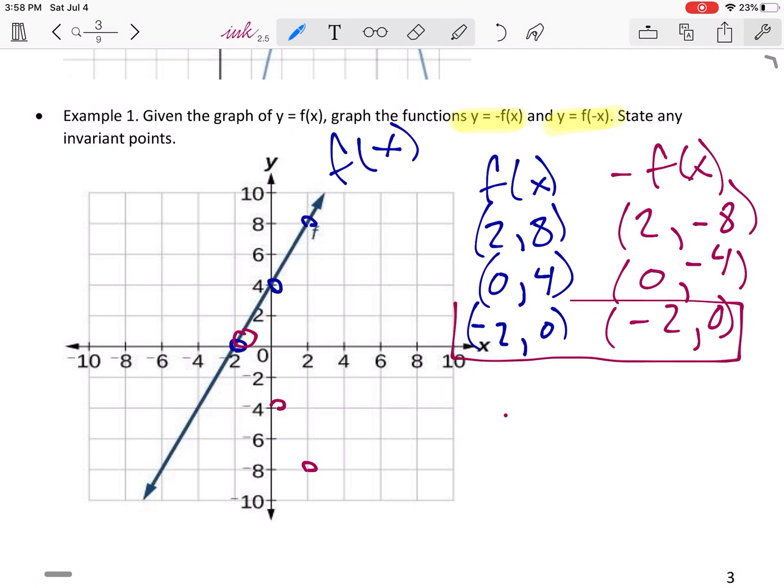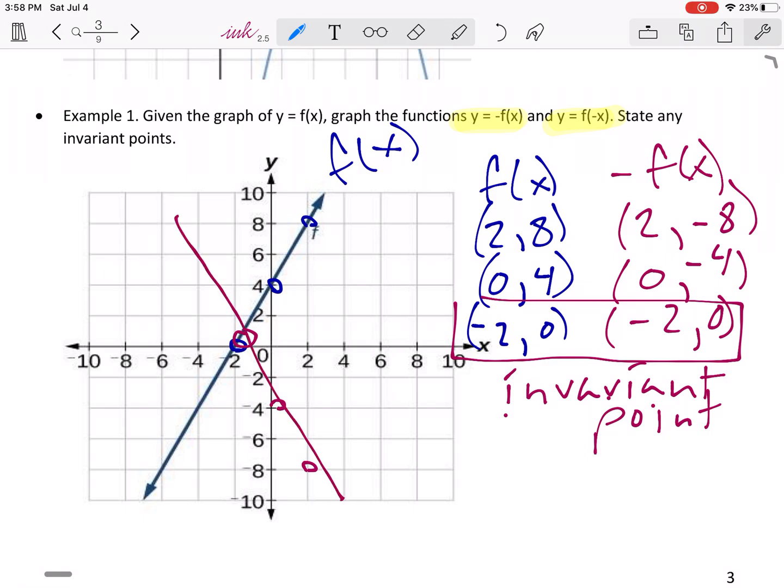This would be your invariant point, because they both share that. Here's your reflected negative f(x). Where this one is being reflected, the mirror line here is going to be x equals negative 2. So that's where the image is being reflected.